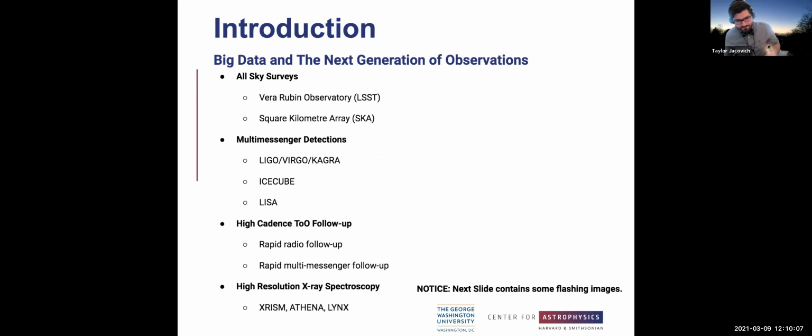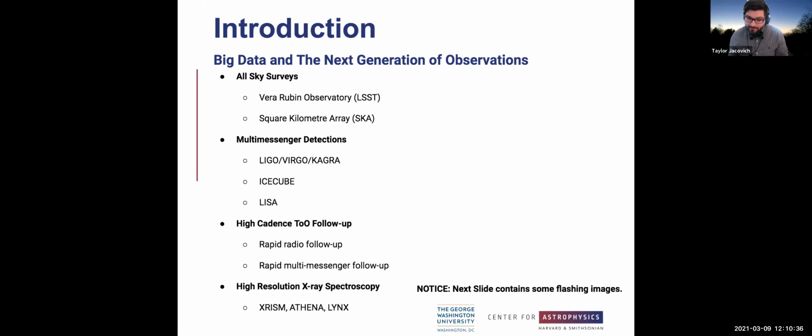So to begin, you've probably heard this several times in the last few years, but we are quickly coming into the big data era of astronomy. So we have these new all-sky surveys coming along, like the Vera Rubin Observatory, the Square Kilometer Array and its Pathfinder mission MeerKAT are coming into play. We now have these multi-messenger missions with LIGO, Virgo, KAGRA, IceCube, and the neutrino. When LISA flies, it'll really expand what we can see in the gravitational wave space.